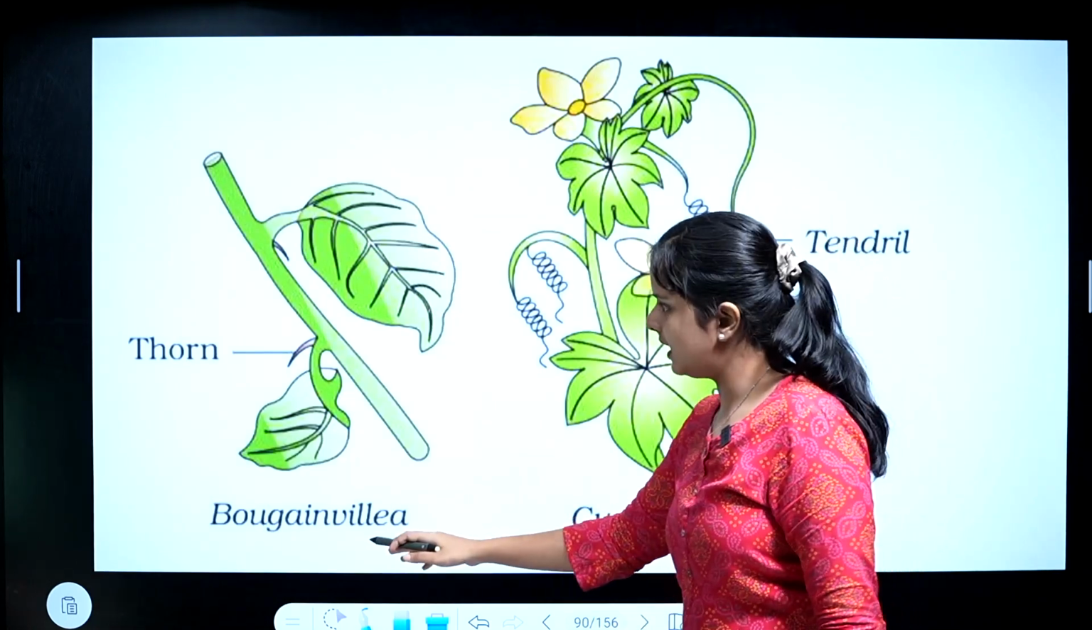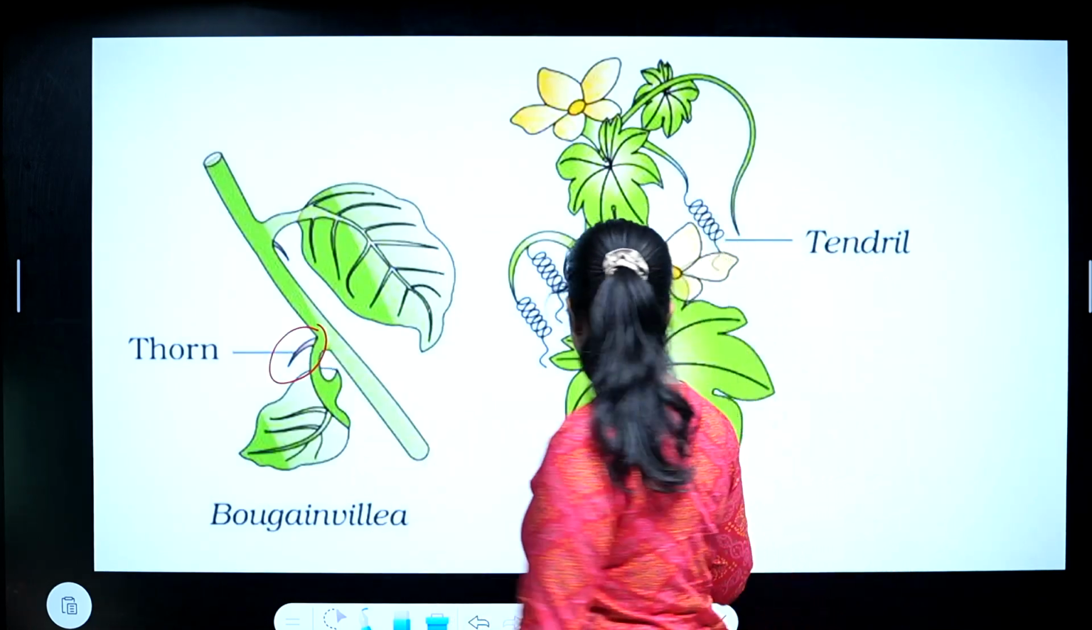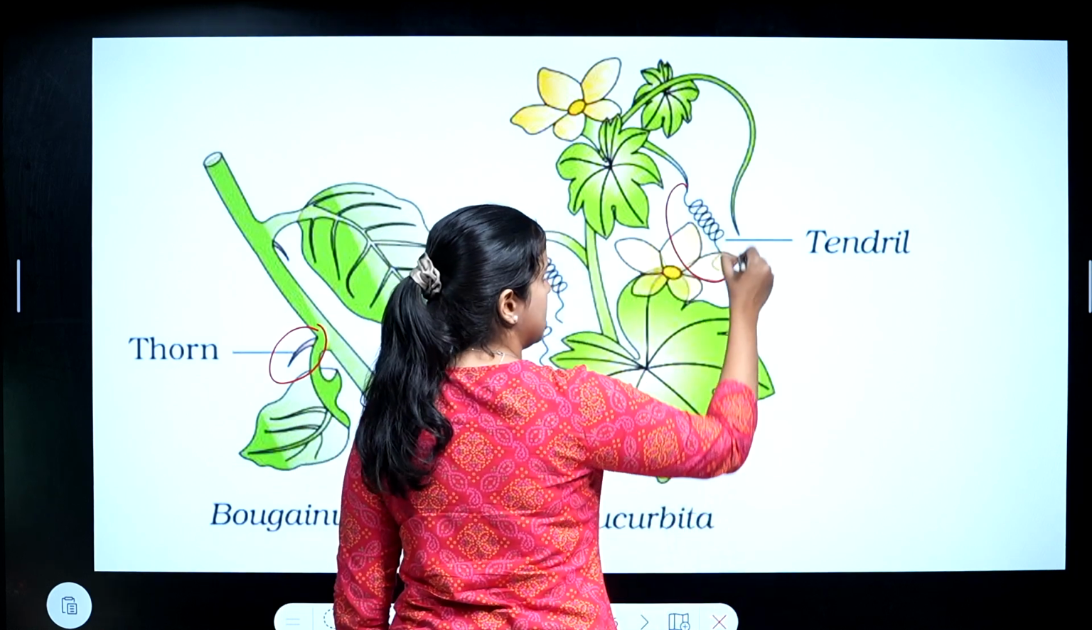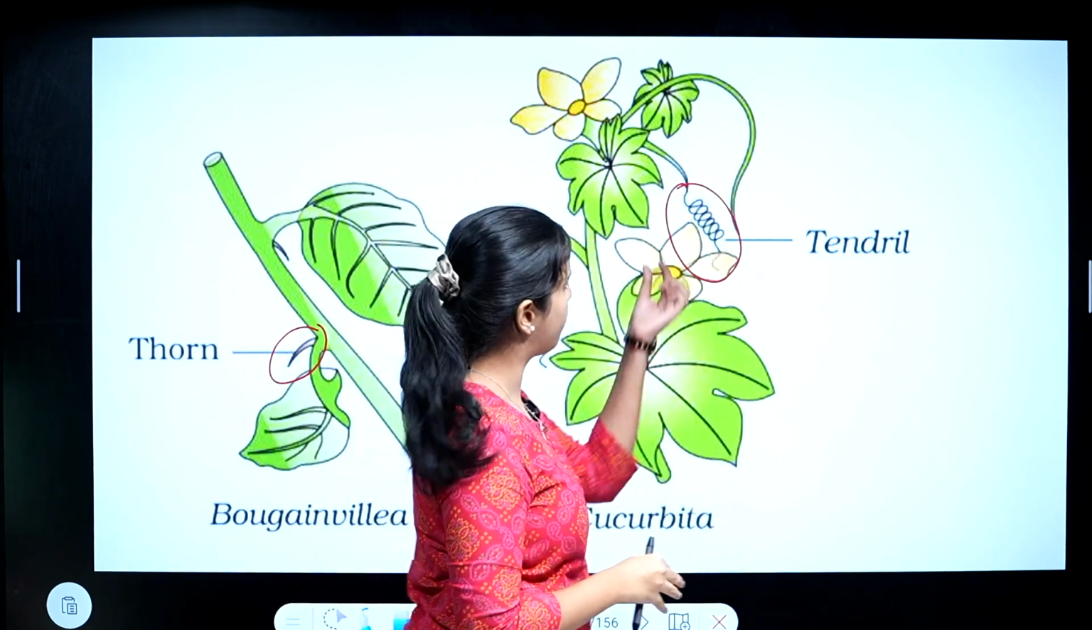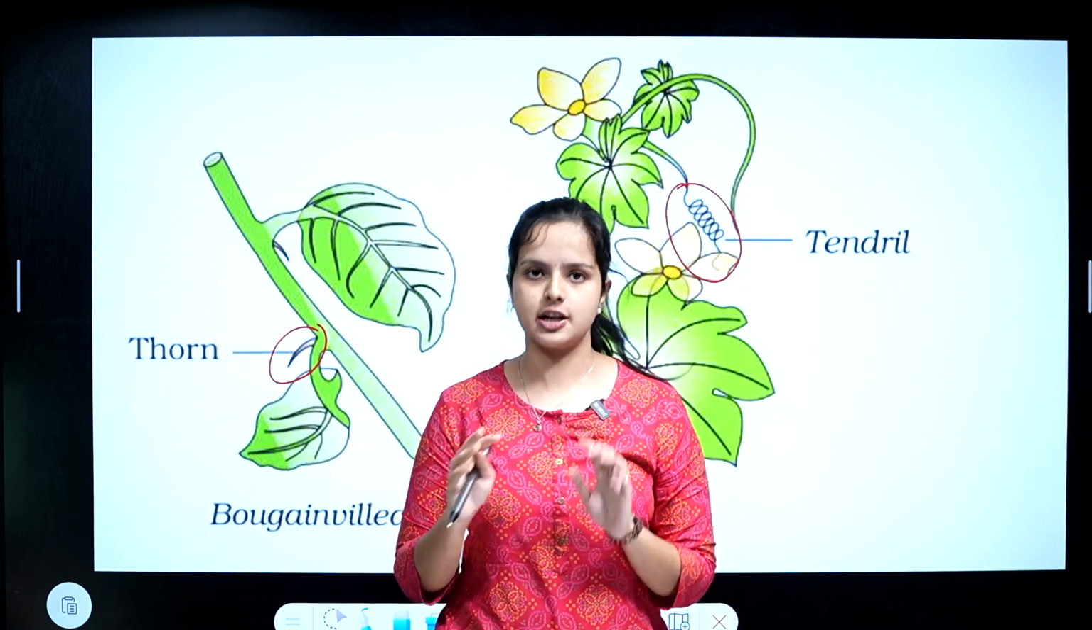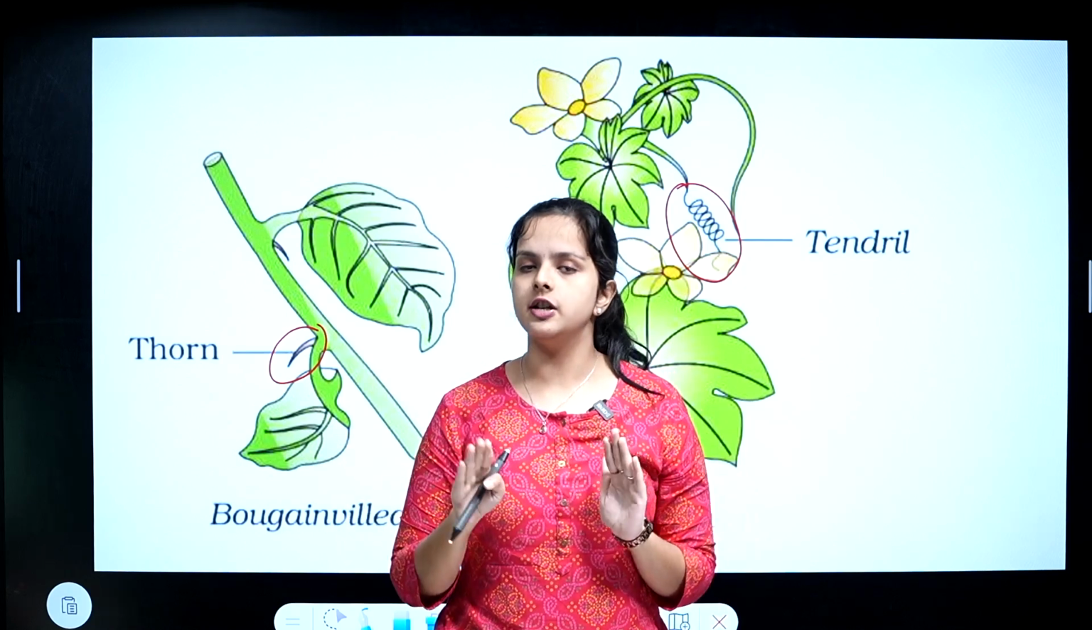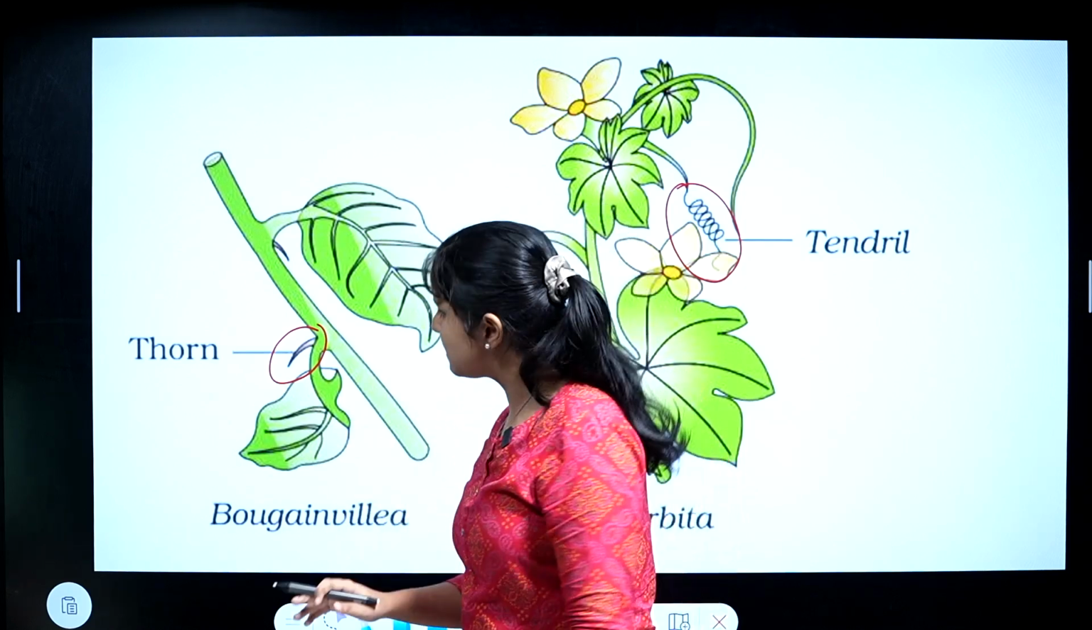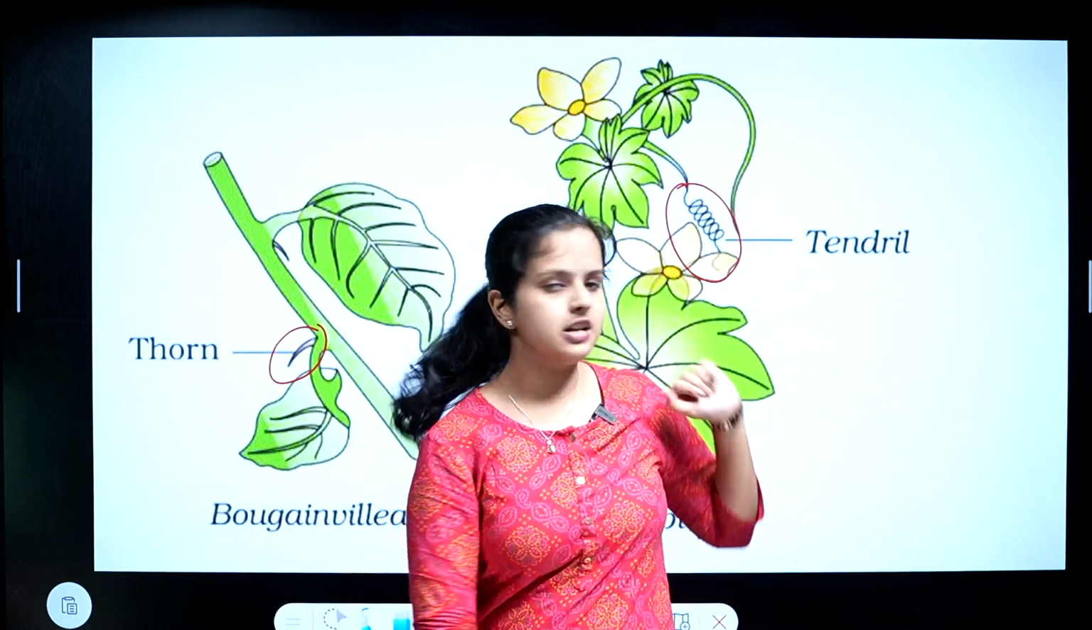See, this is bougainvillea and it has thorns. Okay, this is cucurbita and it has tendrils. So the anatomical structure of both the tendrils and the thorn is actually the same. I'm not talking about morphology here, I'm talking about anatomical structure. So the anatomical structure of the thorn and the tendril is actually the same.